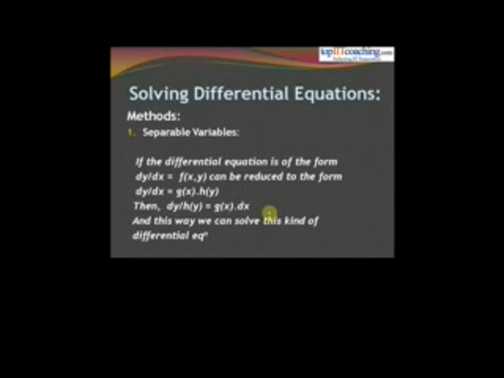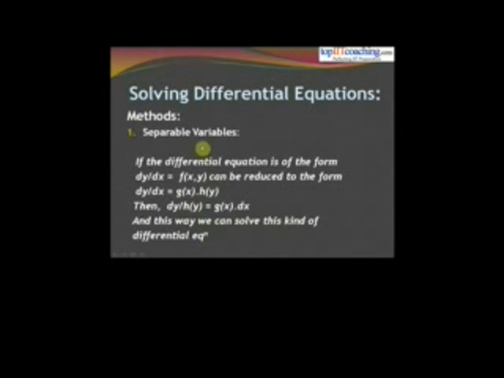If the differential equation is of the form dy by dx equal to f of x comma y, and it can be reduced to the form dy by dx equal to g of x into h of y, then we write dy by h of y equal to g of x into dx. This way we have a function of y with dy and a function of x with dx, and this can be easily solved.